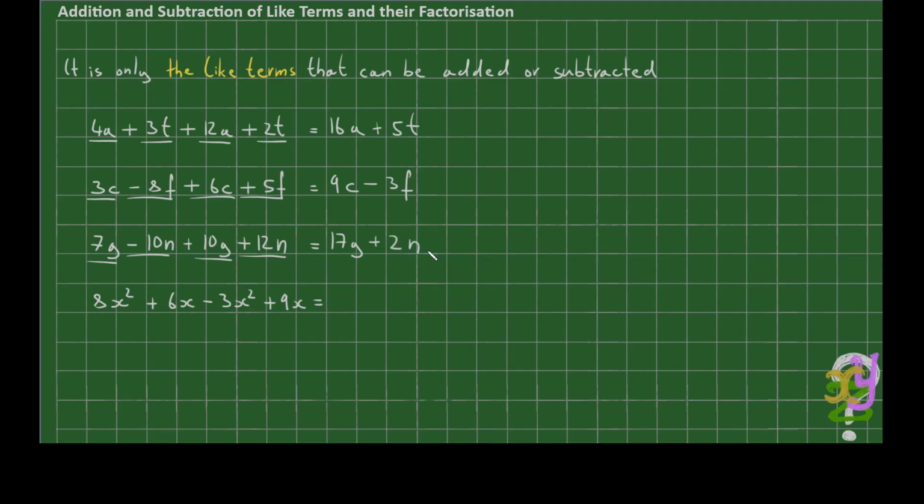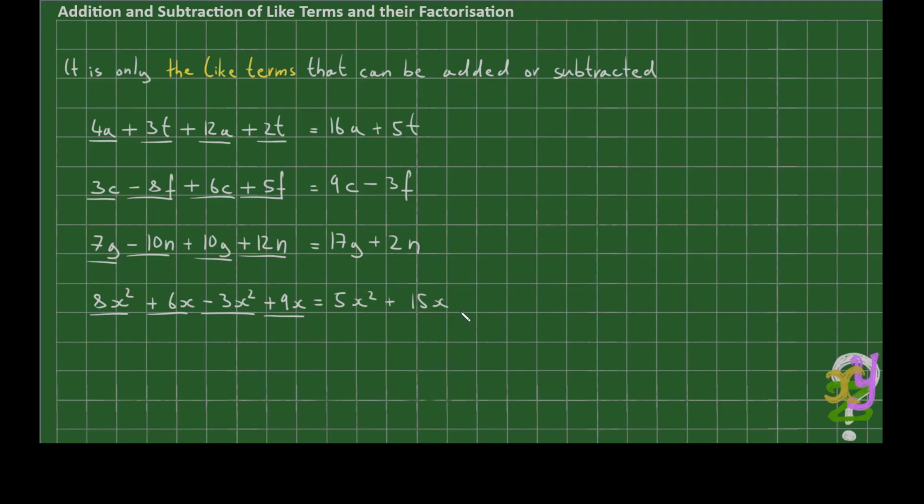The last mathematical expression is 8x squared plus 6x minus 3x squared plus 9x. What are the like terms here? Recall, for something to be a like term, the letter and the power need to be the same. And so 8x squared and negative 3x squared are like terms. 8x squared minus 3x squared is 5x squared. Positive 6x and positive 9x will give me 15x.